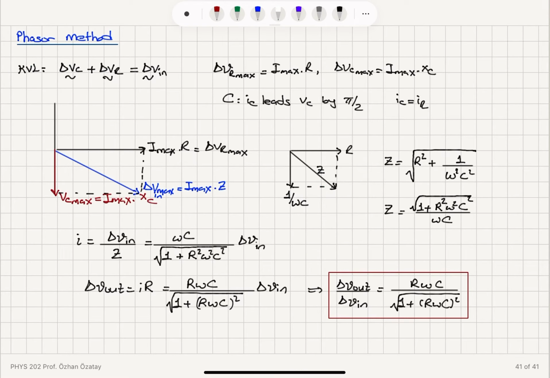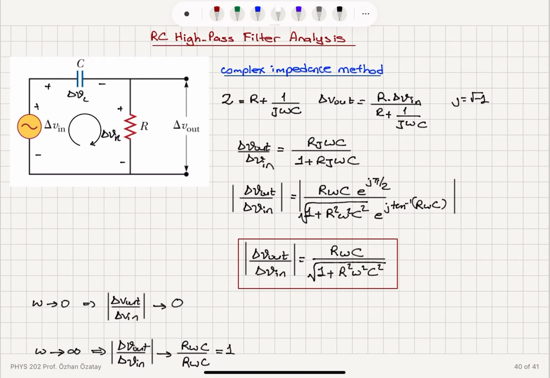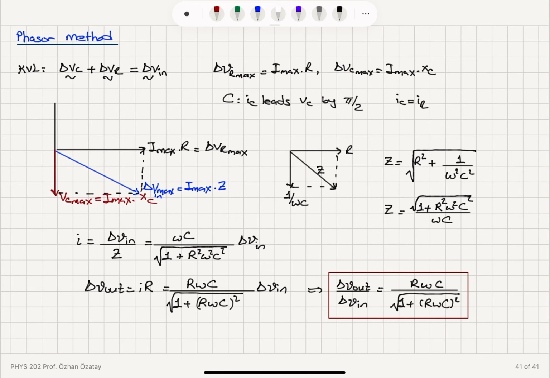We could obtain the same result using the phasor method. The voltage phasor across the capacitor plus the voltage phasor across the resistor should be equal to the input AC source voltage phasor. So for the resistor, we have maximum voltage appearing I max times R, for the capacitor I max times XC. And in a capacitor, the current leads the voltage by an angle pi over 2.